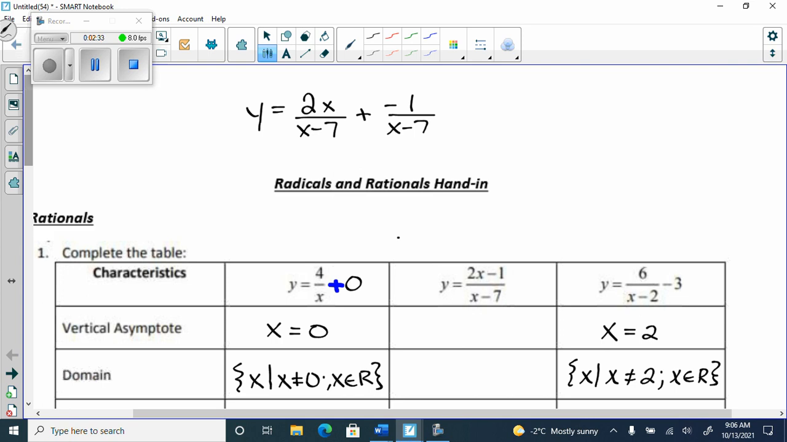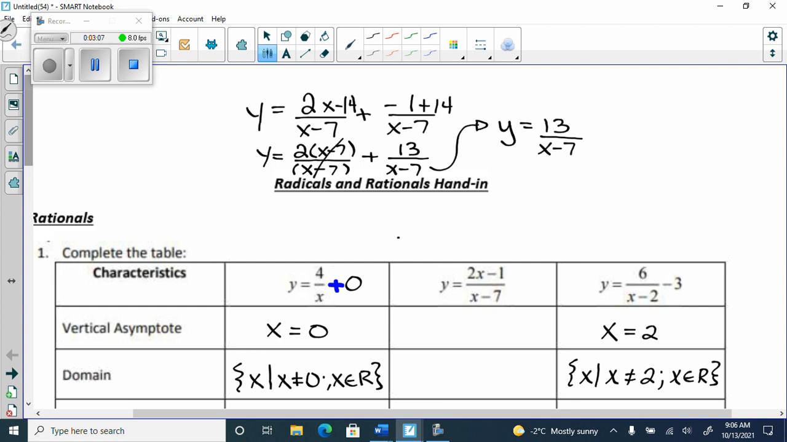And then we have to figure out what can I add to this 2x so that the x minus 7's cancel off. So what would I add to it? A negative 14. And if I add a negative 14, then I'm going to actually have to add a positive 14 to this one. So I would get y equals 2(x minus 7) over x minus 7, and those cancel, plus 13 over x minus 7, and then I would get y equals 13 over x minus 7 plus 2. Now the only time you actually have to put it into that form is if I ask for transformations.